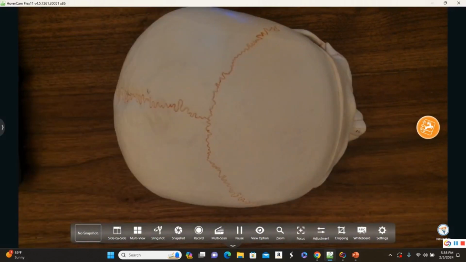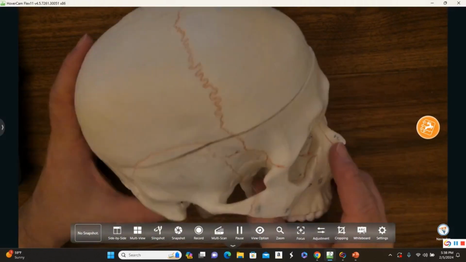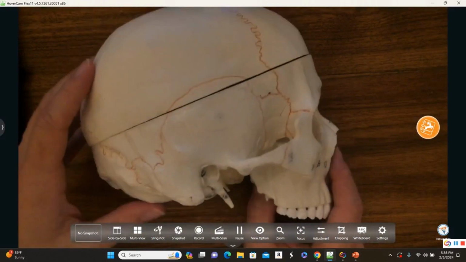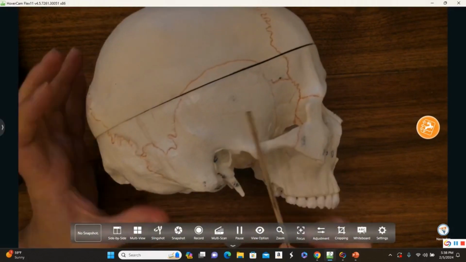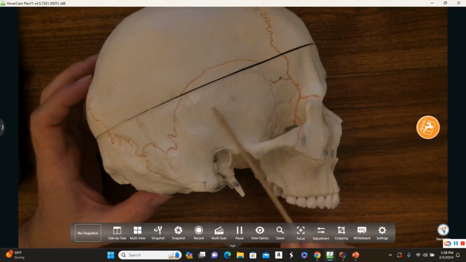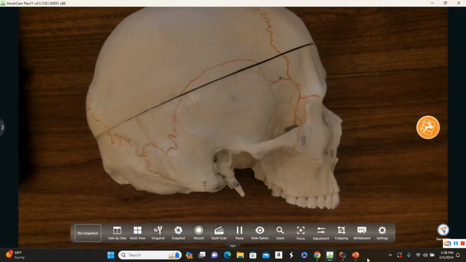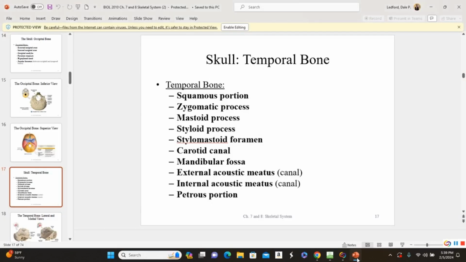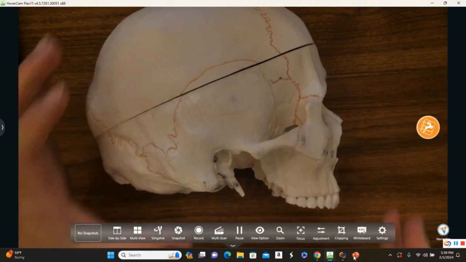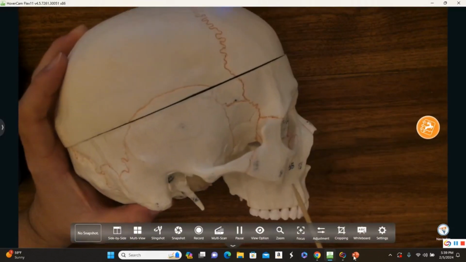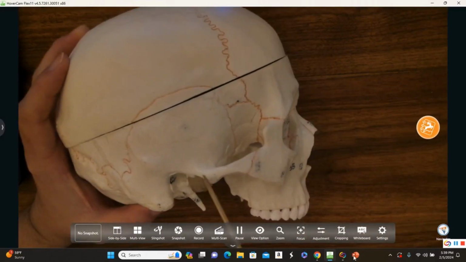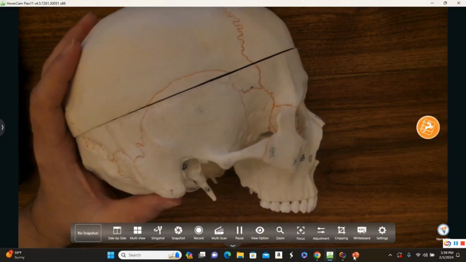Okay. So let's start with the squamous portion. Squamous means flat. So the flat part, that's this portion right here. This is the squamous portion, this smooth, flat area. Now, the zygomatic process. Right here is the zygomatic bone. This process goes towards the zygomatic bone. So this is the zygomatic process of the temporal bone.